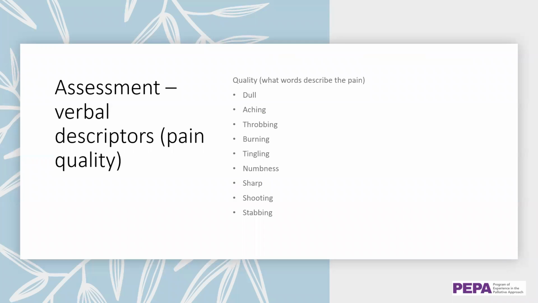It's also important not just to have a score of severity from a person, but to actually get some idea as to the quality of the pain. Here is an example of some words that somebody might use to describe what that pain feels like for them. A dull and aching pain is often associated with a nociceptive pain, whereas a burning and tingling pain can be associated with neuropathic pain.